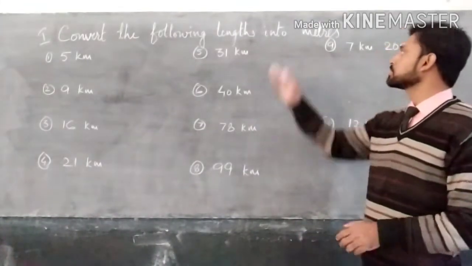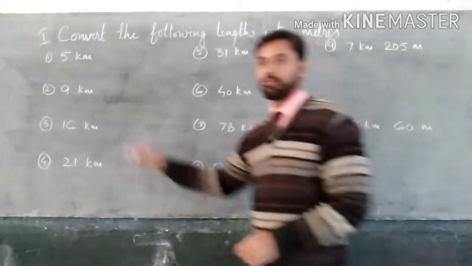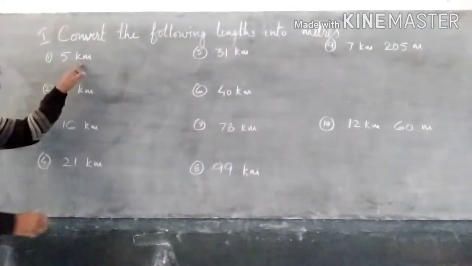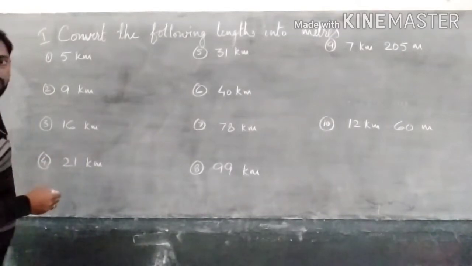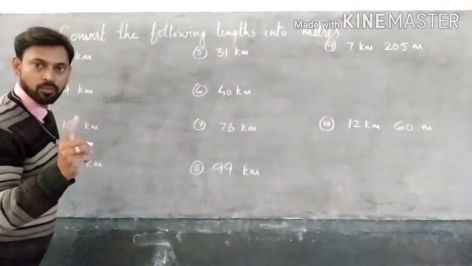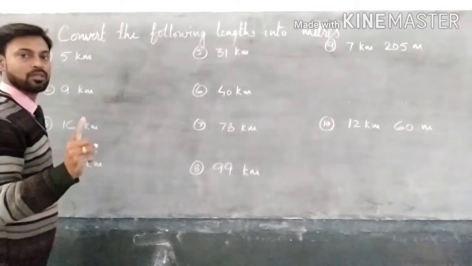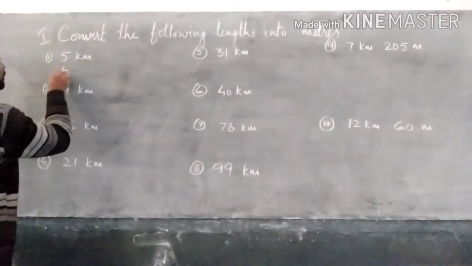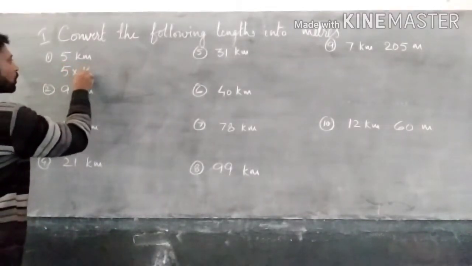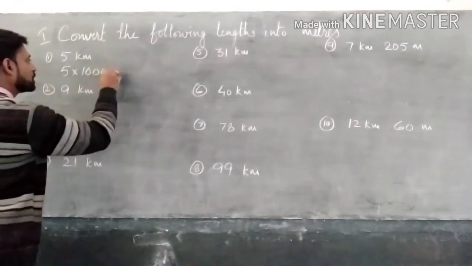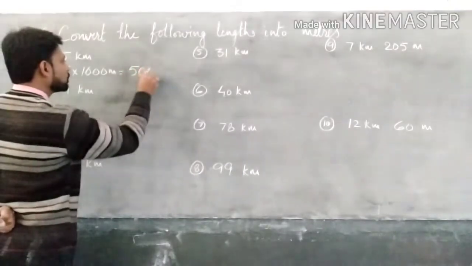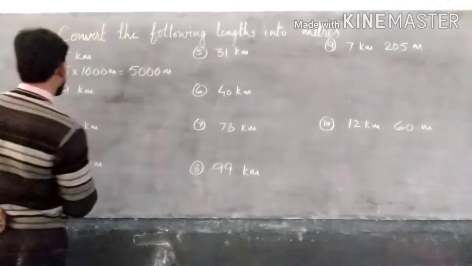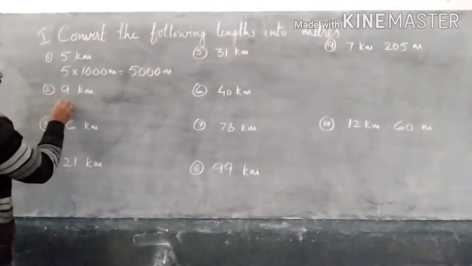Convert the following lengths into meters. So the first question is 5 kilometers. We know that 1 kilometer equals 1000 meters. So 5 multiplied by 1000 meters. So the answer will be 5000 meters.